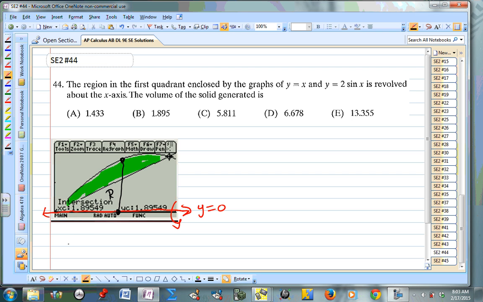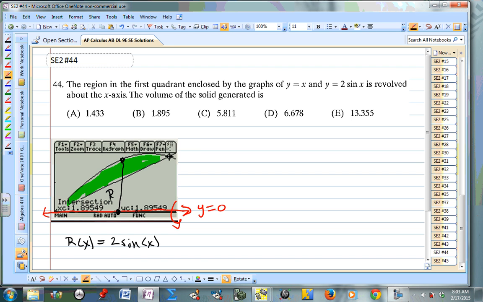And then, by doing top minus bottom, our big radius is going to be the sine curve, 2 times the sine of x, minus the bottom, which is y equals 0. And we won't leave minus 0 in our answer.